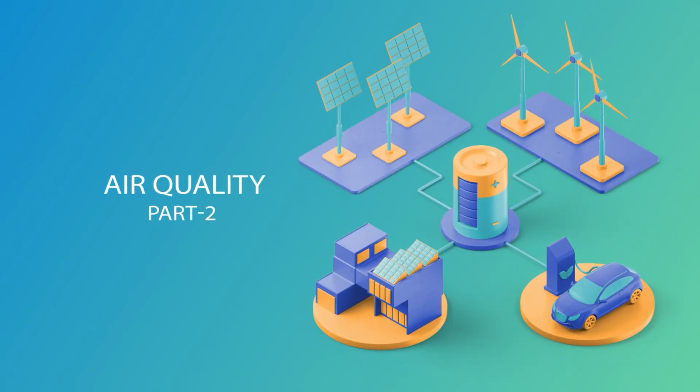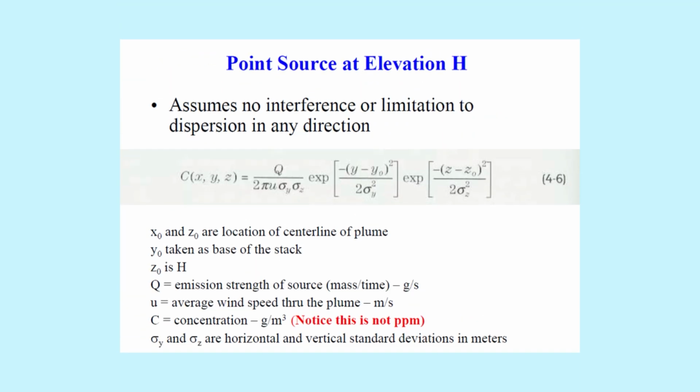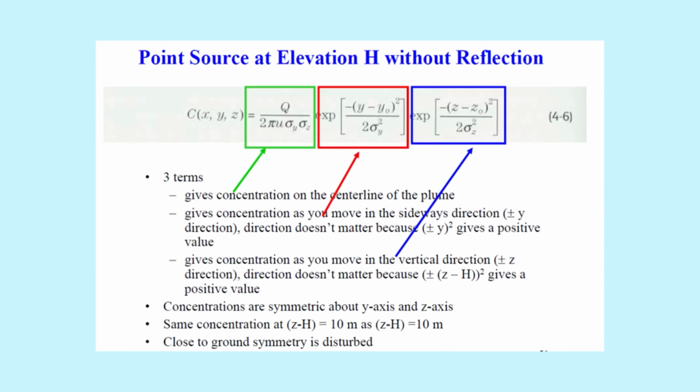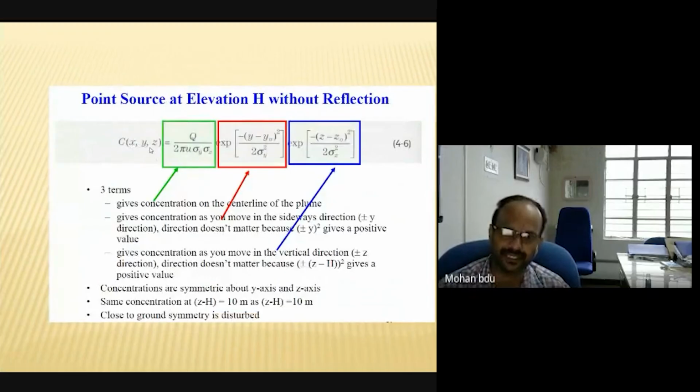So at a given point, you have the values. This is the equation, and here the XYZ, the C is the concentration at XYZ, and the first formula is Q by 2 pi, and U is the wind speed, sigma is the standard deviation, that is a dispersion coefficient. I'll come to that later. And this equation gives the concentration at the center line of the plume.